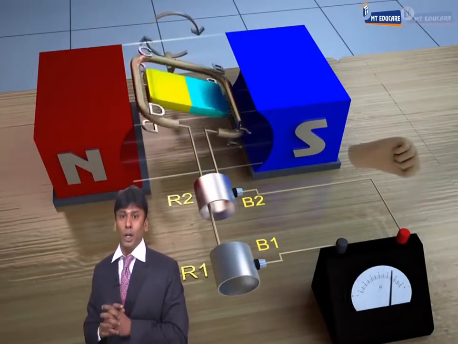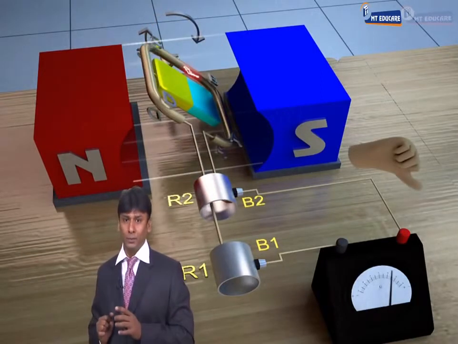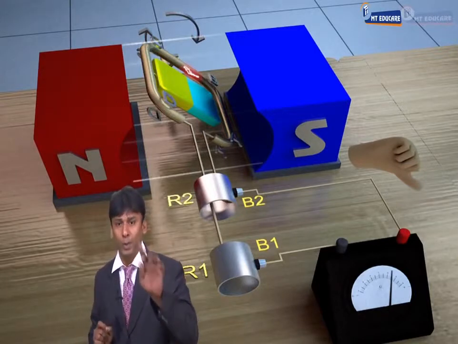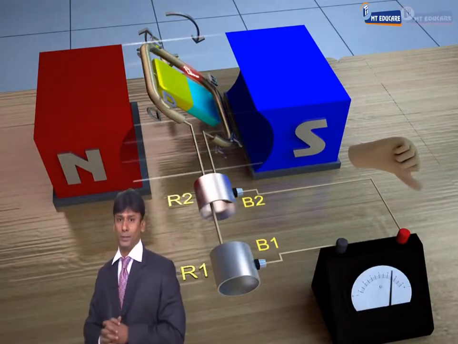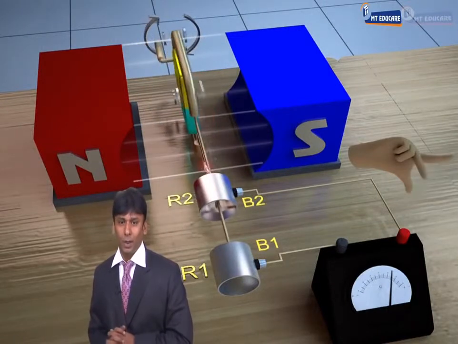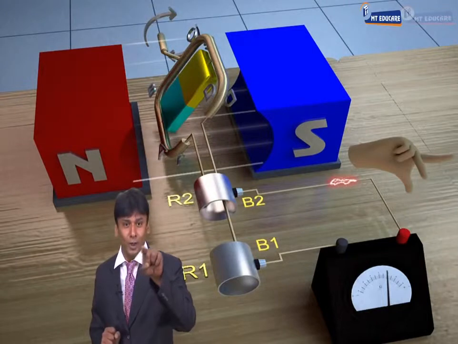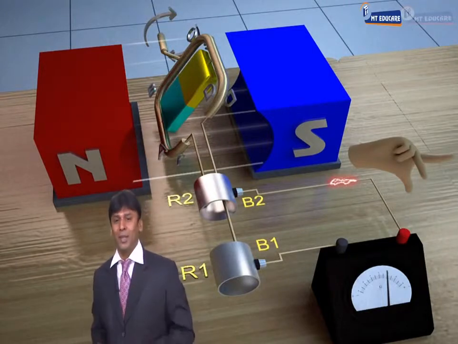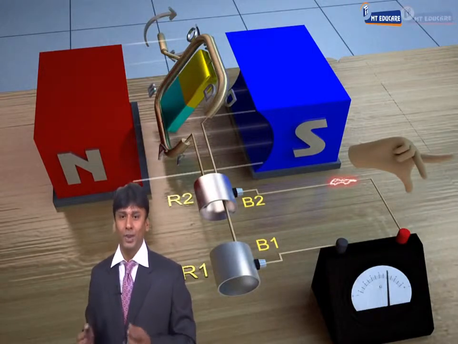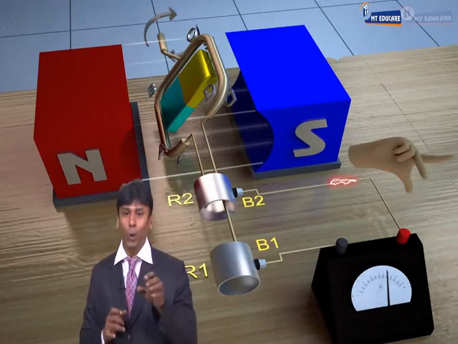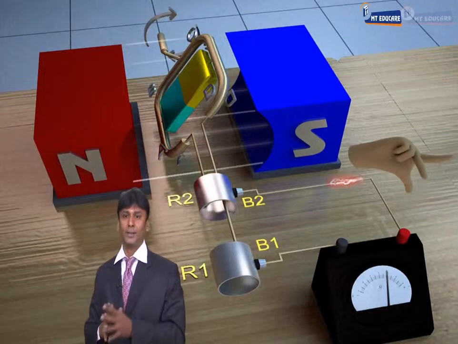B1 to B2. Now, in the first half of the cycle we have seen the current has gone from B1 to B2. Let's take it further. Now the current has started from B2, right? And now the current is going to B1. That means the direction of current has changed. First time from B1 to B2, now from B2 to B1. Let's see this.